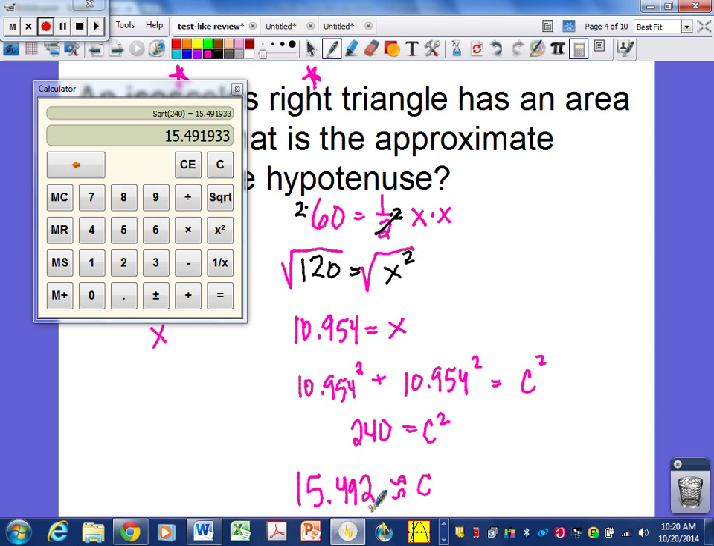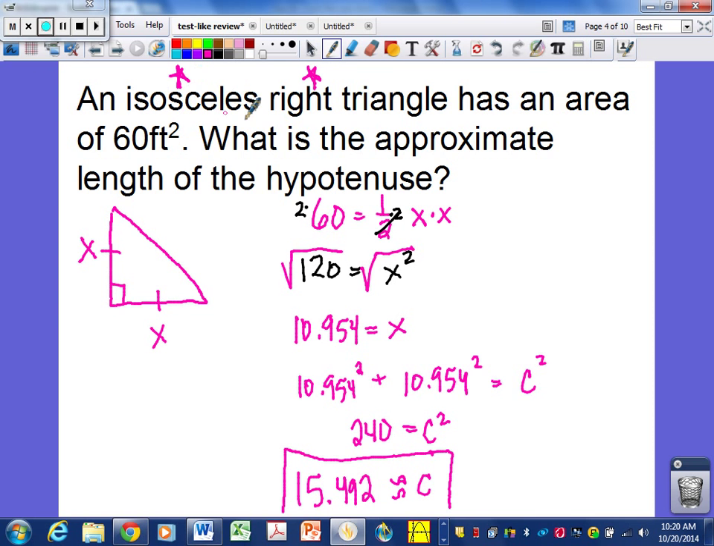So what is the square root of 240? 15.492 is the approximate length of the hypotenuse. Okay, so it says approximate here. I don't know if it says approximate on your paper, but the approximate length of the hypotenuse can be decimalized. So remember, isosceles right triangles: the two legs are the same, so your area formula equals area equals 1/2 of x times x. And you get an x squared, which you can easily solve.